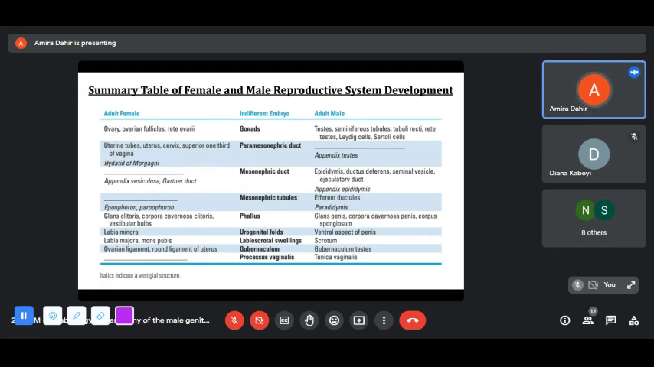The mesonephric duct becomes the epididymis, ductus deferens, seminal vesicle, ejaculatory duct, and the appendix epididymis. The mesonephric tubules become the efferent ductules and the paradidymis. The phallus becomes the glans penis, corpora cavernosa penis, and the corpus spongiosum. The urogenital folds become the ventral aspect of the penis. The labioscrotal swellings become the scrotum. The gubernaculum becomes the gubernaculum testis. The processus vaginalis becomes the tunica vaginalis.